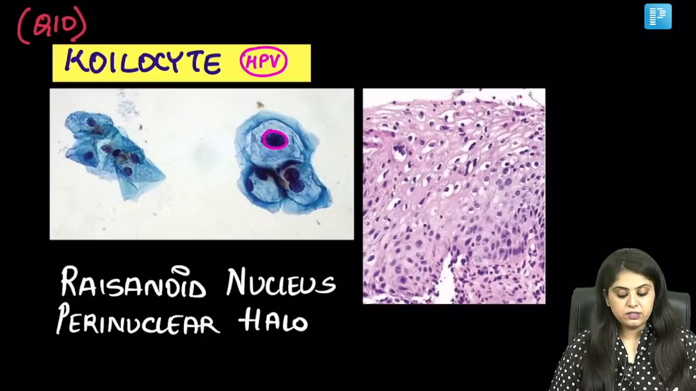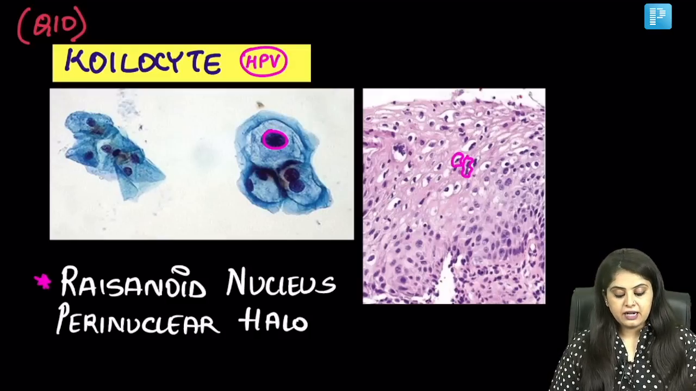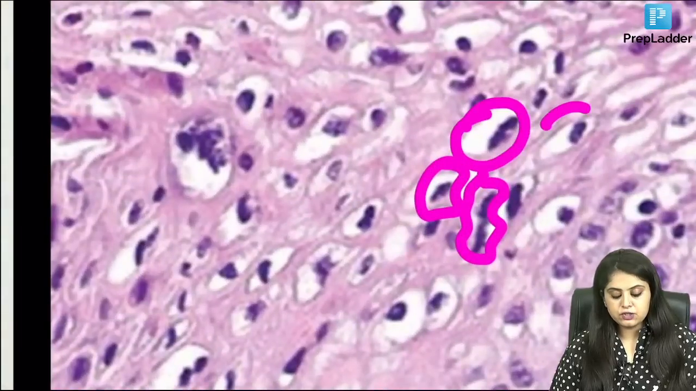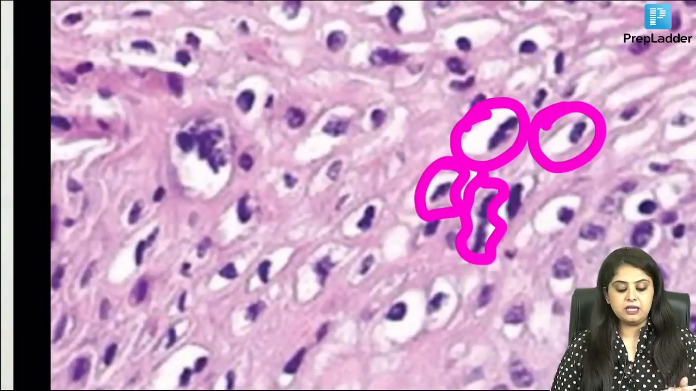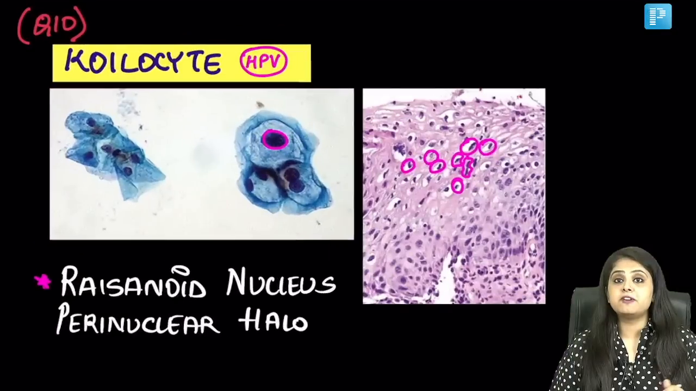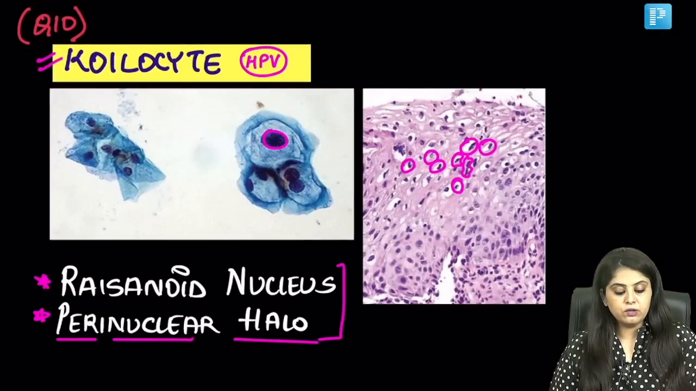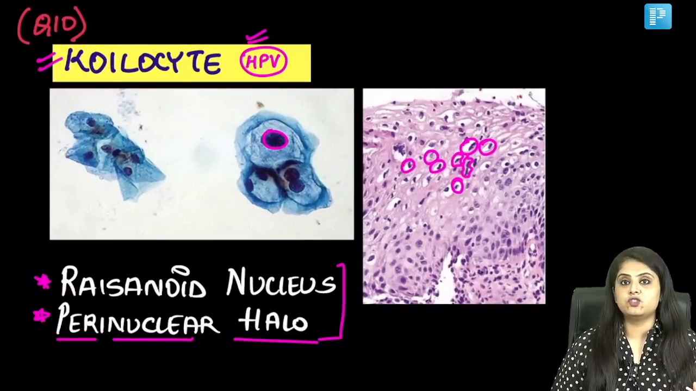So how do you identify a coelocyte? Number 1, I will look at the nucleus. The nucleus will look very shriveled and dried up, just like a raisin. So there's a raisinoid nucleus, and around the nucleus, if you see, there is whitish. Usually the cytoplasm is pink. Here I can see the cytoplasm has been cleared around the nucleus. It has become white. So there is a perinuclear halo. Together, this is known as a coelocyte, which will tell you HPV infection has occurred.